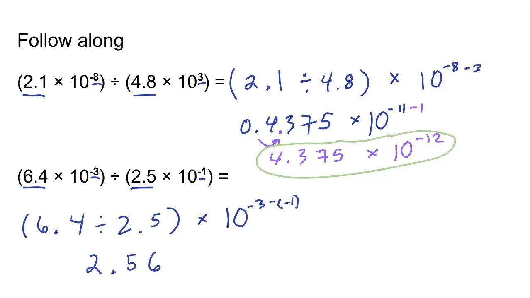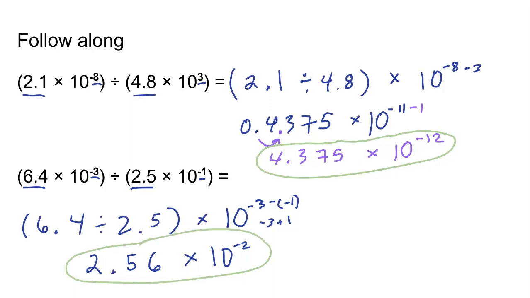2.56 times 10. Negative 3 minus negative 1 becomes negative 3 plus 1, because subtracting a negative is the same as adding a positive, and negative 3 plus 1 equals negative 2. So my final answer is 2.56 times 10 to the negative 2nd power.